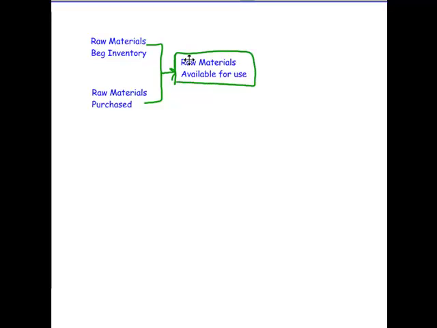Now, out of the raw materials that we have available for use, we're either going to have some left at the end of the year, or we would have used those materials in production. And the same rule applies, that the raw materials left over at the end and the raw materials used in production also have to equal the raw materials available for use. Now, in order to calculate the cost of goods manufactured, there's a couple more steps we have to add.